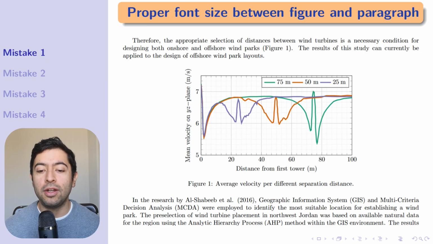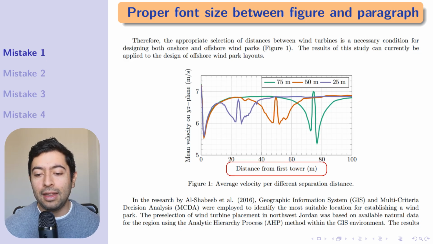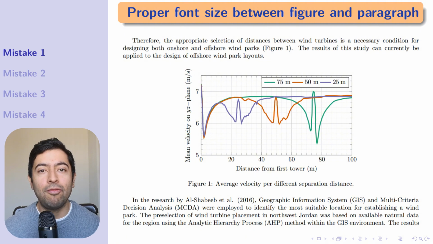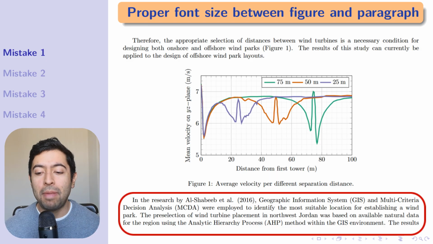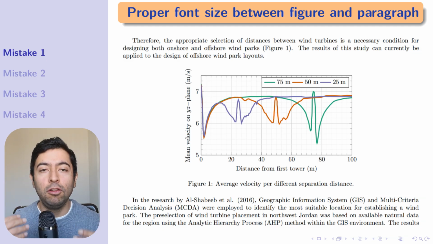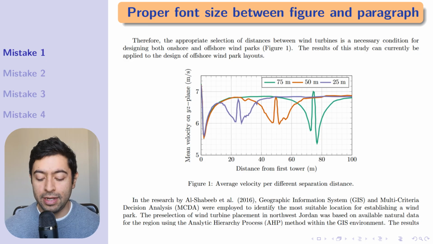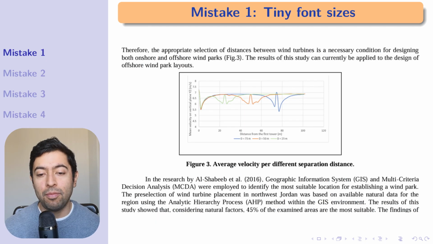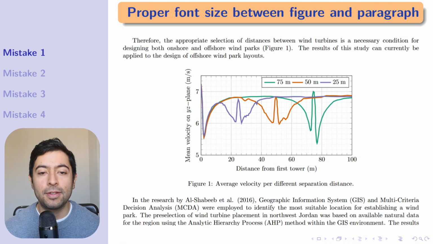See, for example, here, the label on the x-axis has the same font size and the same font type as the figure caption and as the paragraph text. And this is much more legible, much more fluid while reading. Let us compare again the previous example with the one with the proper font size.